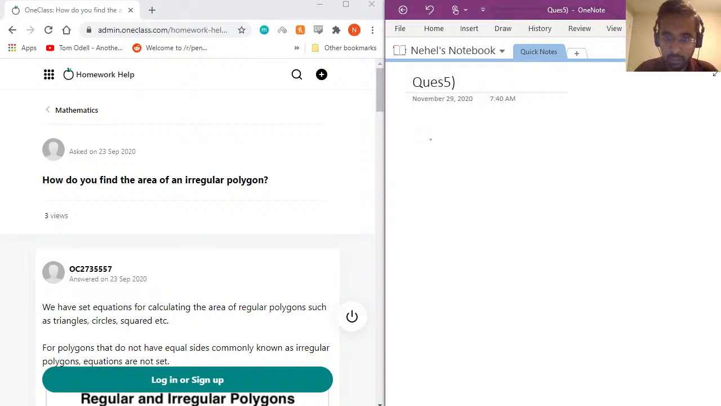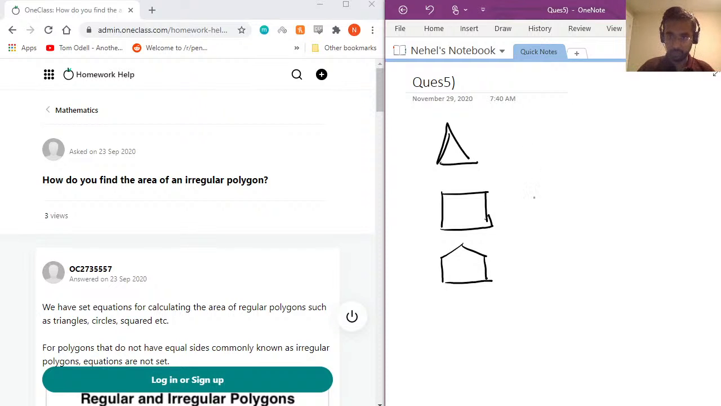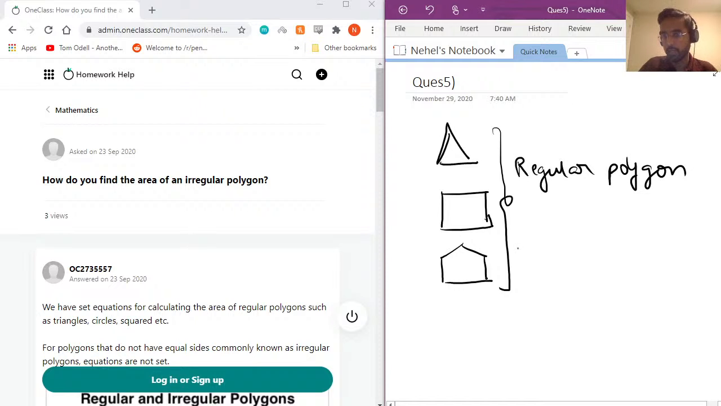So how we would go about doing this question is an irregular polygon can be looked at as a regular polygon but with a lot of cutouts. So what's the smallest, let's say, regular polygon? A regular polygon would be a triangle or a square or a rectangle or pentagon. So these are all examples of regular polygons. But an irregular polygon would be something which is made up.